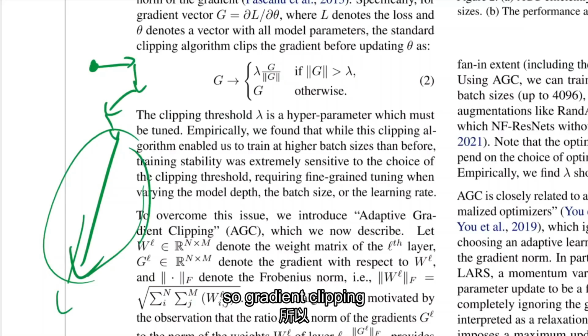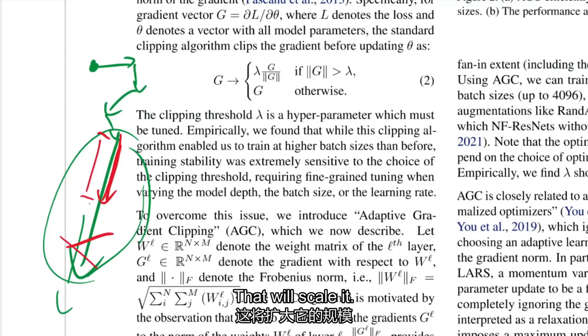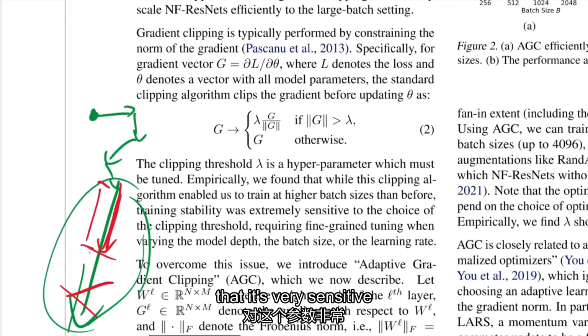So gradient clipping simply says whenever the gradient of any parameter is larger than a size, let's say this size here, we'll simply clip it. We'll scale it so that's the maximum length. So if it's a good gradient, we're surely going to see it again. But if it's a bad gradient, we want to limit its impact. The problem is that it's very sensitive to this parameter right here. And the reason is it's not adaptive.